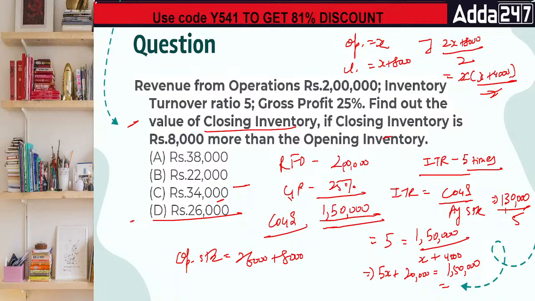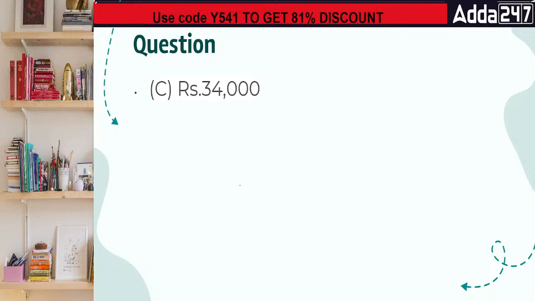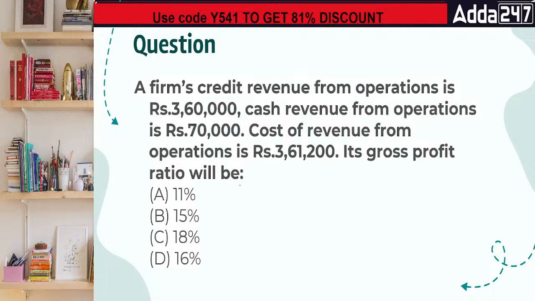Chaliye ji. Let's try one last question. Last question for the day, everyone. A firm's credit revenue from the operations is 3,60,000. Cash revenue from operations is 70. Cost of revenue from operations is 3,60,000. What is the GP?